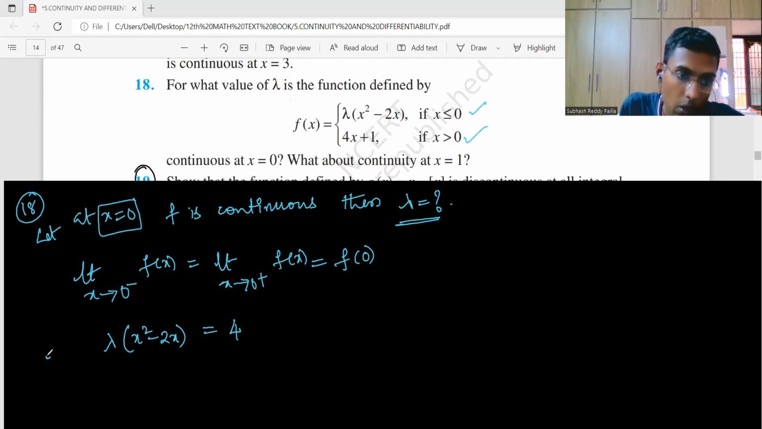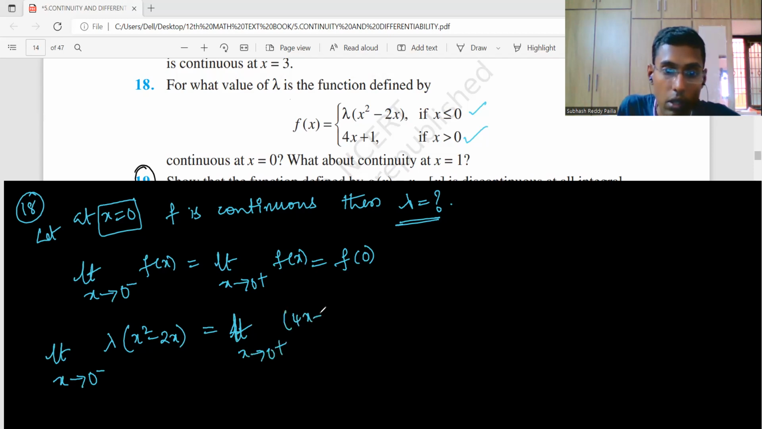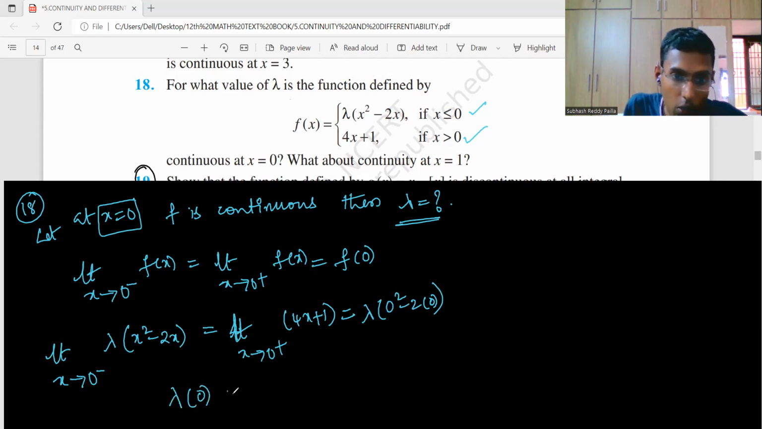Here I will also need to write limit, because as long as we don't substitute 0, we should write limit. Otherwise, we should substitute 0. Here also limit x tends to 0 plus we need to write 4x plus 1. Here f of 0 is what? f of 0 is lambda into 0 square minus 2 into 0. So this is now lambda into 0 equal to 0 plus 1, equal to this is 0.